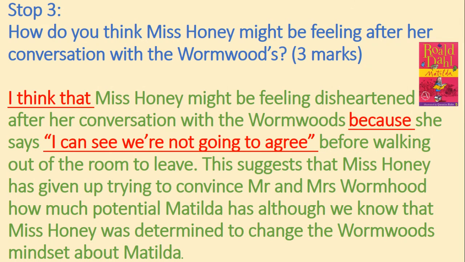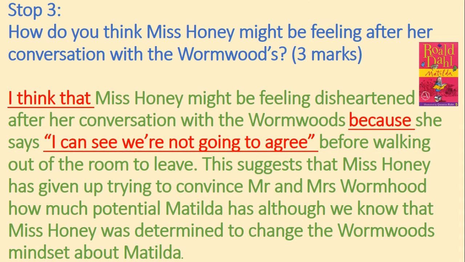I think that Miss Honey might be feeling disheartened after her conversation with the Wormwoods, because she says, "I can see we're not going to agree," before walking out of the room to leave. This suggests that Miss Honey has given up trying to convince Mr. and Mrs. Wormwood how much potential Matilda has, although we know that Miss Honey was determined to change the Wormwoods' mindset about Matilda.